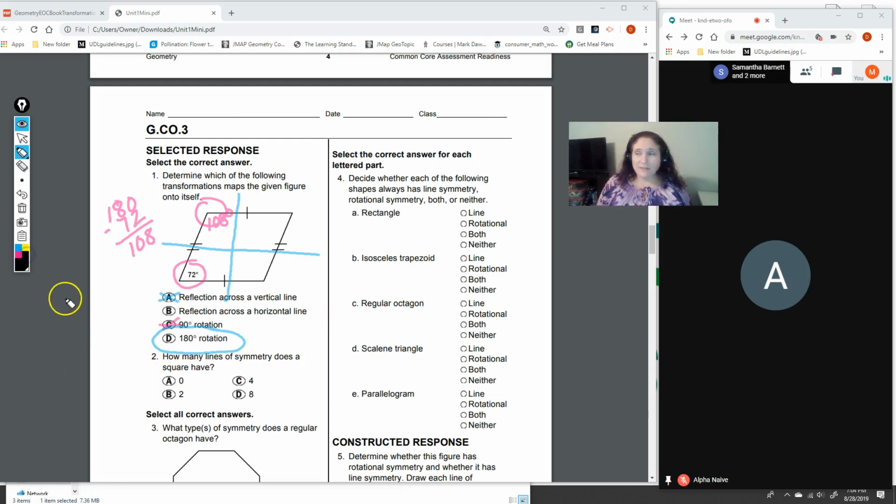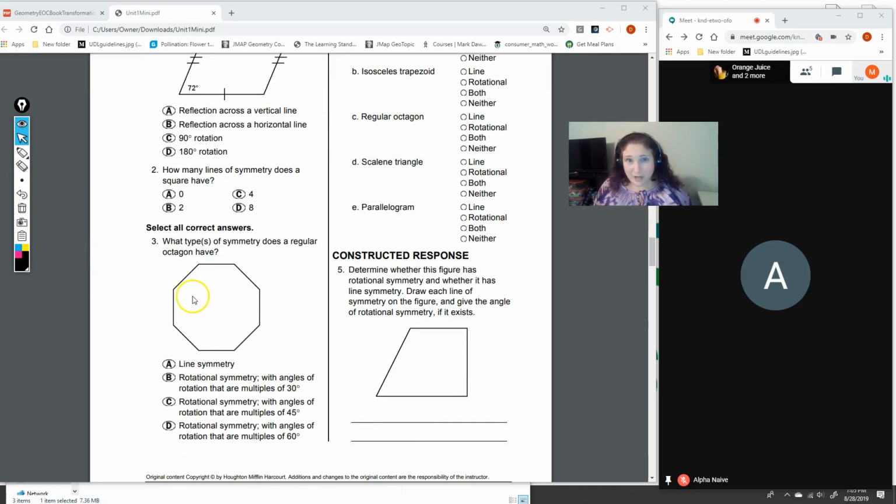A square is a little bit different. A square has 4 sides, and not only does it have 4 sides that are congruent, it also has 4 angles that are congruent. Because those 4 angles are congruent, that allows us to have more lines of symmetry. So we have a line of symmetry down the center, going down here, going across, and going at the diagonal. Those are all lines of symmetry for a square, because all the angles are the same and all of the sides are the same.